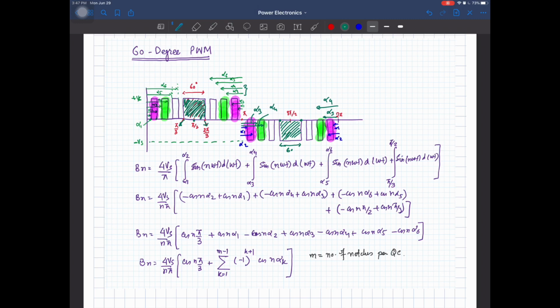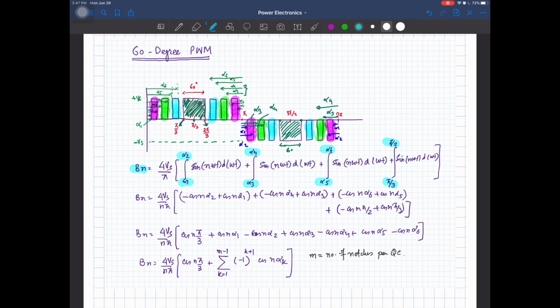Then for the last pulse that is shown over here, we have this one. Let me take a different color for this. This pulse is equivalent over here in the second, third and the fourth one, so the angles will be the same. So after marking all the angles, now if we calculate Bn from alpha 1 to alpha 2, it is positive. Then from alpha 3 to alpha 4 it is positive. From alpha 5 to alpha 6 it is positive, and after alpha 6 we have pi by 3 to pi by 2 because the center pulse is of width 60 degree, right.